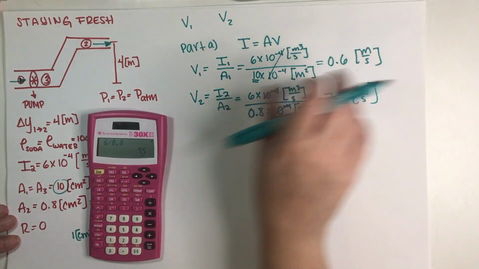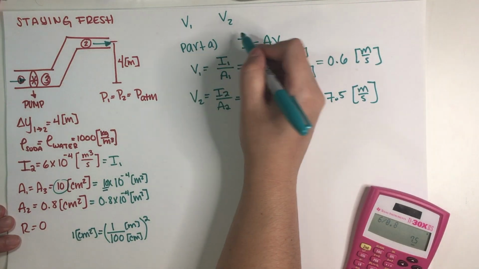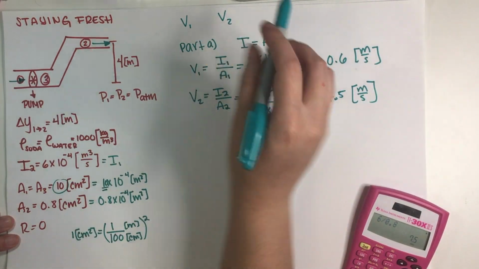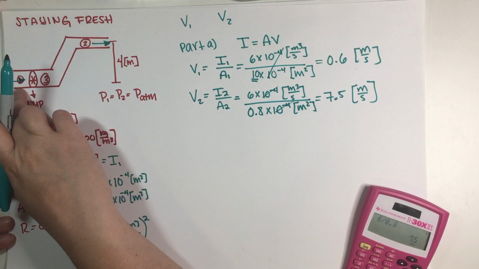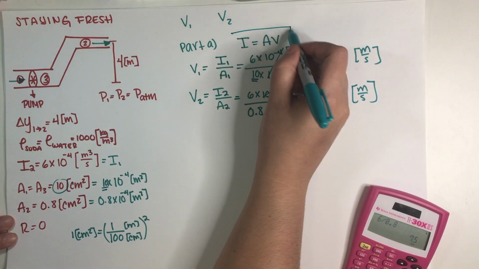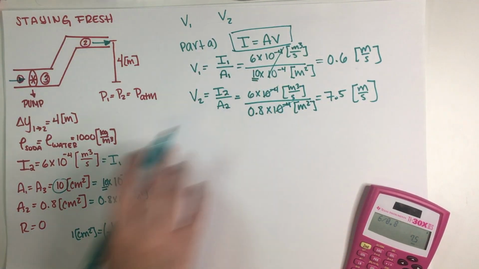We got both of the velocities by just using a little bit of continuity, because we know that this flow has to be equal to this flow, and by just using the definition of flow rate.